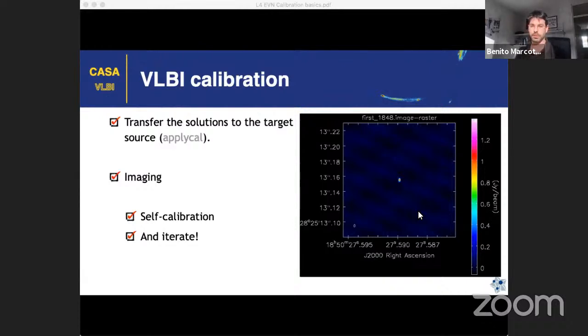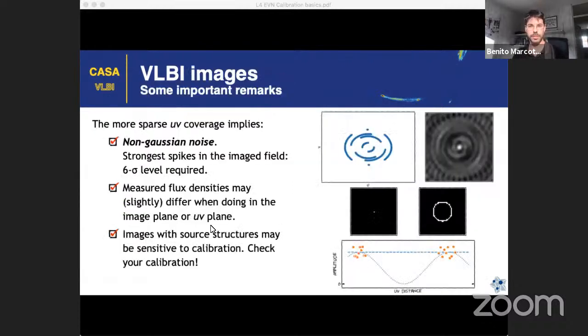So you image your source, and then in some cases, if you are lucky enough, especially for calibrators, you may self-calibrate to improve the calibration. I will not focus now in detail on any of those because you have a dedicated lecture on imaging, and you also have a dedicated lecture on self-calibration. But before ending, I would like to make two remarks on those two steps.